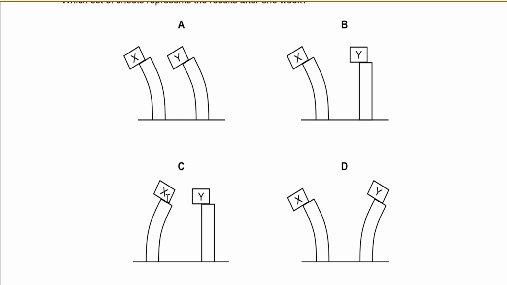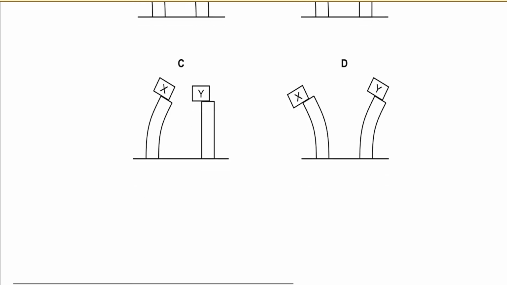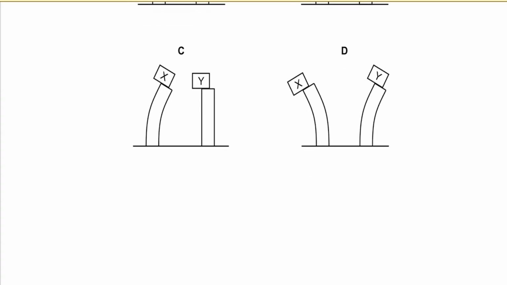The source of light is here, so the auxin will be concentrated on one side, away from light. Hence, it will facilitate bending towards light, this way. So for X, you expect it to grow this way, but for Y, there's uniform distribution, so it will keep on growing tall. So from there, we can choose C as our answer.